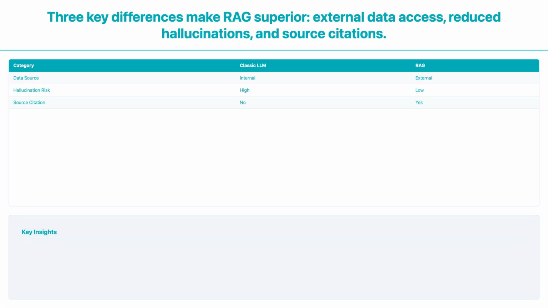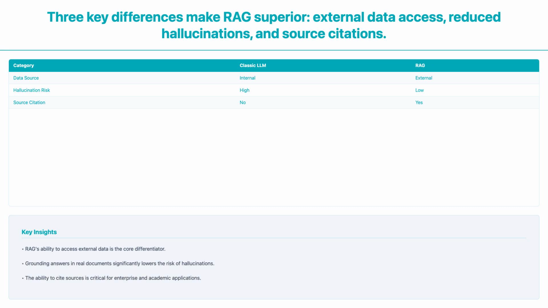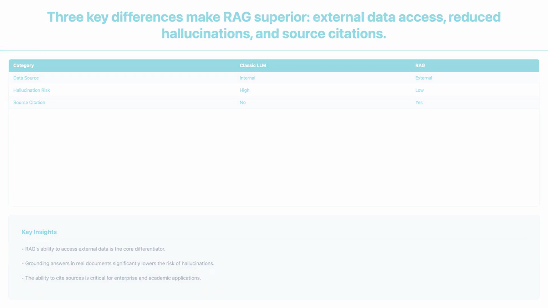Let's summarize the key differences in a clear comparison. Data source. Classic LLMs use only internal training data, while RAG accesses external, current data. Hallucination risk. Classic LLMs have high risk of making up information, while RAG has low risk because it grounds answers in real documents. Source citation. Classic LLMs cannot cite sources, while RAG can point to exactly where information came from. These differences make RAG essential for business applications.